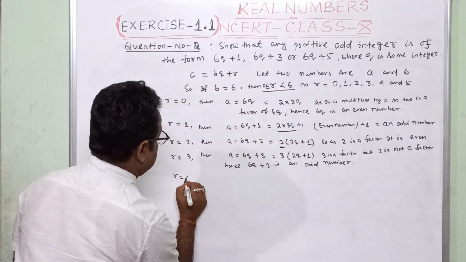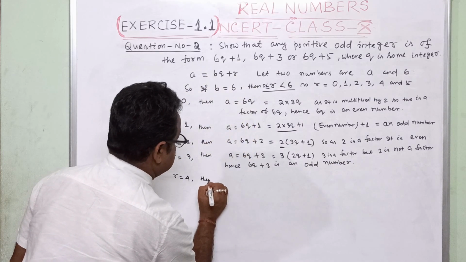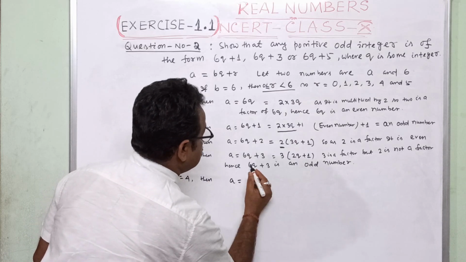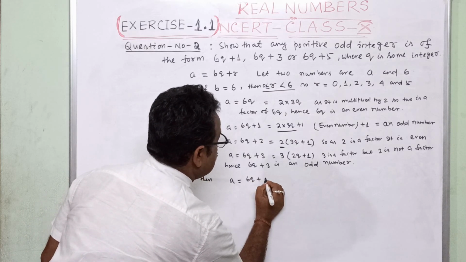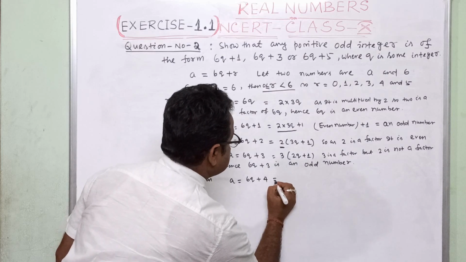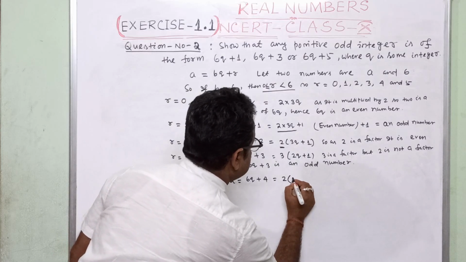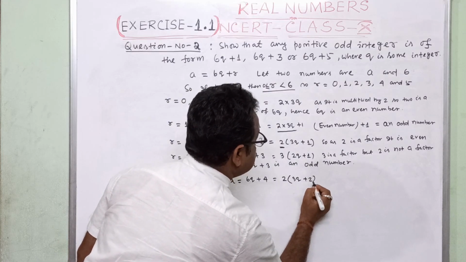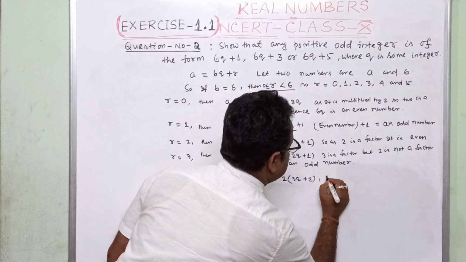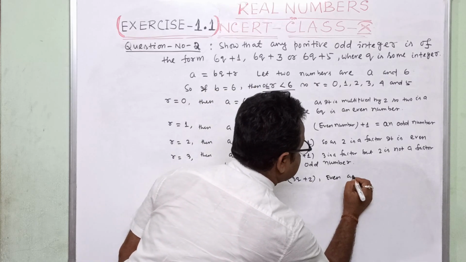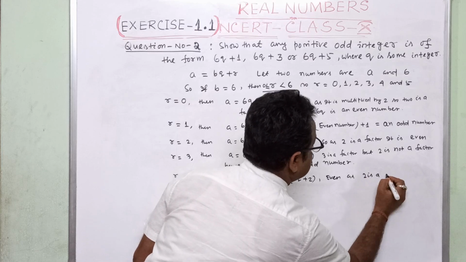Now r is equal to 4. Then a is equal to 6 cube plus 4, which is equal to 2 into 3 cube plus 2. It is even as 2 is a factor.